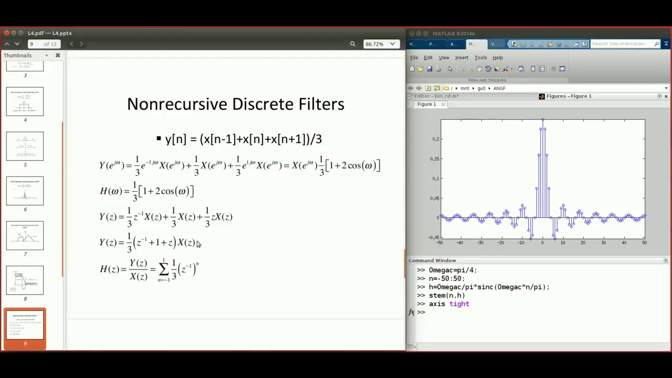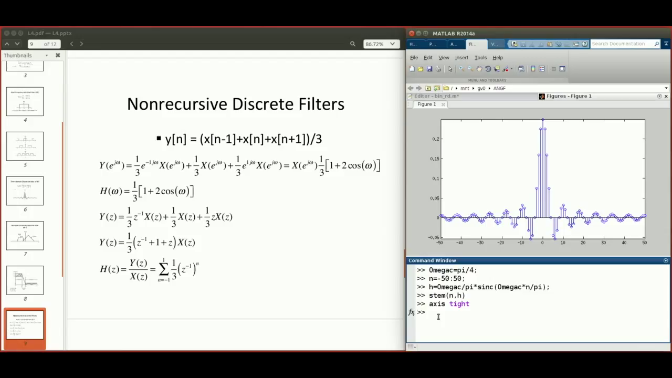So let's try to make a plot of it. Omega goes from minus 2 times pi to maybe not 2 pi, maybe 4 pi. Let's look at the longer periods, 4 times pi. That's omega. Then big H equals 1 plus 2 times cosine omega, and the whole expression divided by 3.